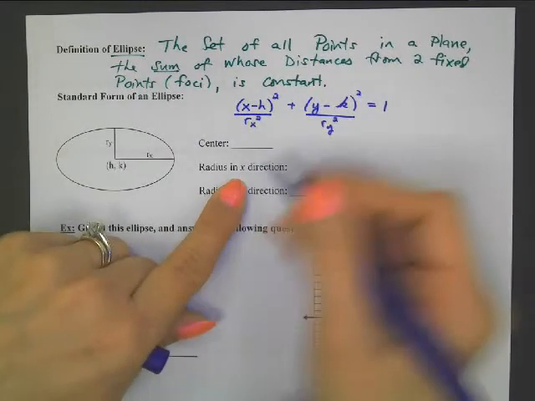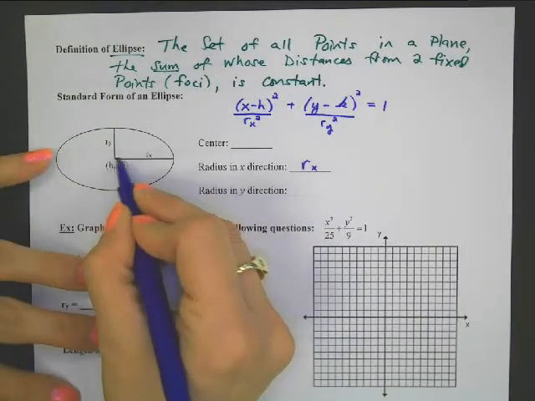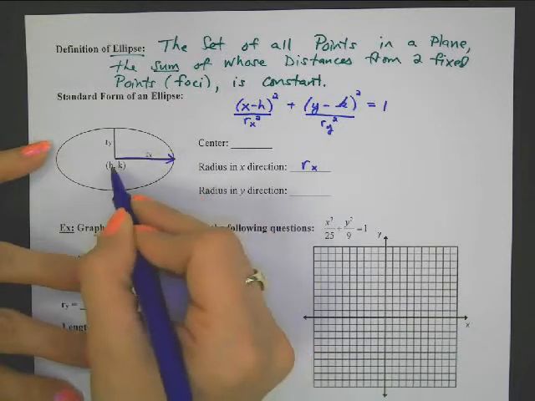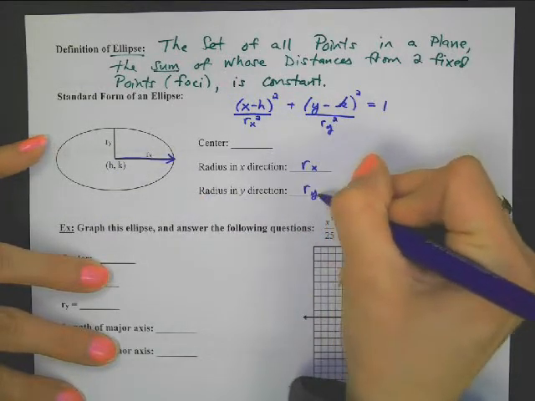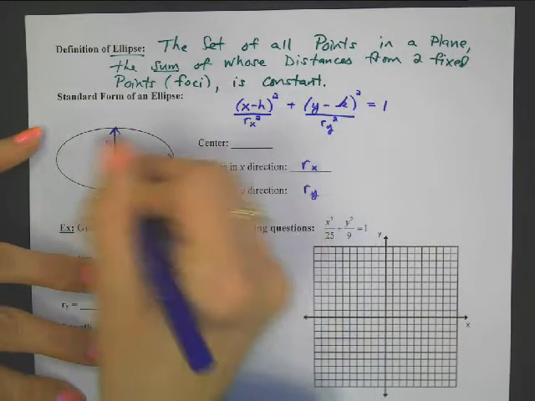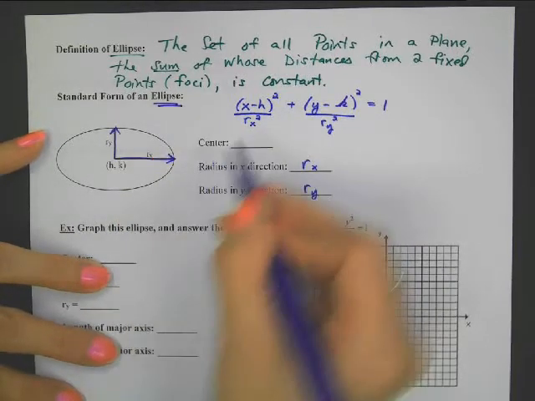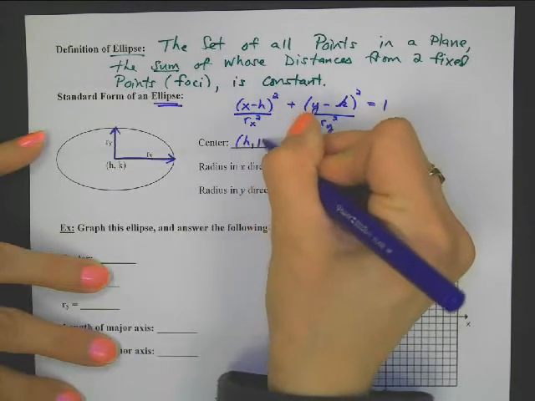The radius in the x direction we call r sub x. So going left and right in the x direction, there's one radius. Might be bigger, might be smaller. The radius in the y direction is r sub y. Again, might be bigger, might be smaller, but they're different in size, and that's how you get the shape of an oval or an ellipse. The center is h comma k, and they both change.